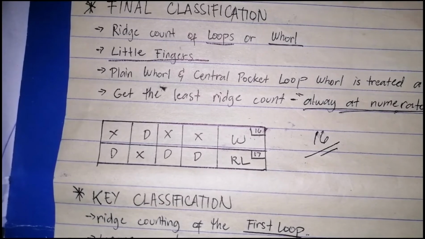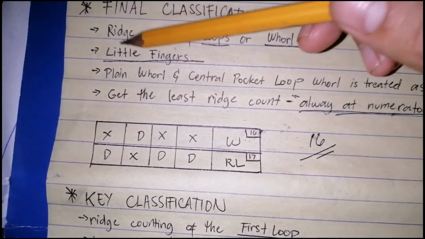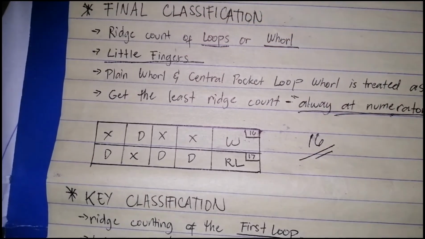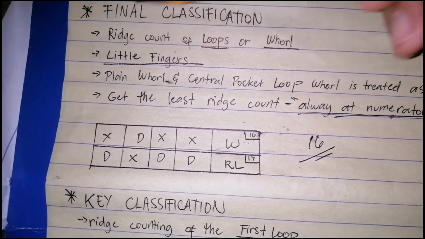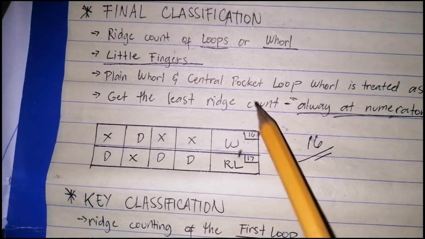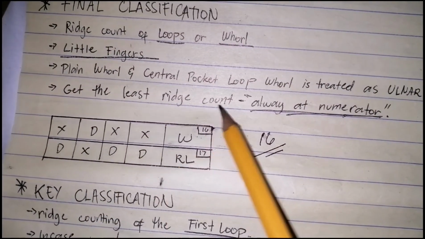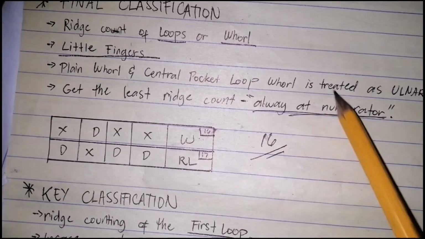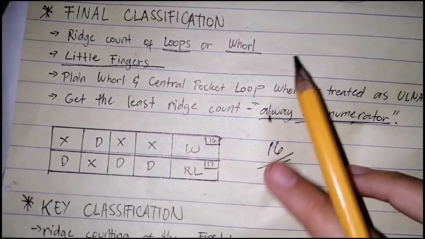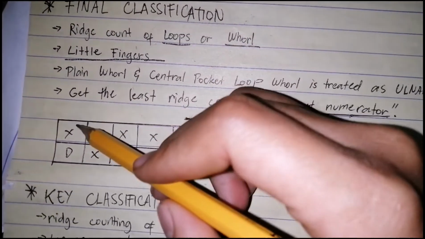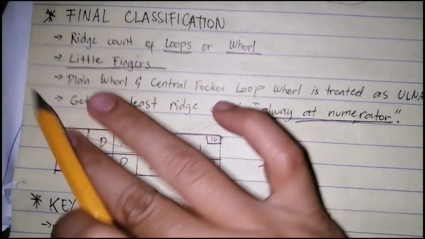In the final classification, we look at the ridge count of loops. In the major classification, we focus on the thumb, while in the final classification, we focus on the little fingers. Plain whirl and central pocket loop: whirl is treated as ulnar loop. Get the least ridge count always at the numerator. So we will only get the numerator in this classification. Again, we will disregard the rest of the fingers because we only focus on the little fingers.